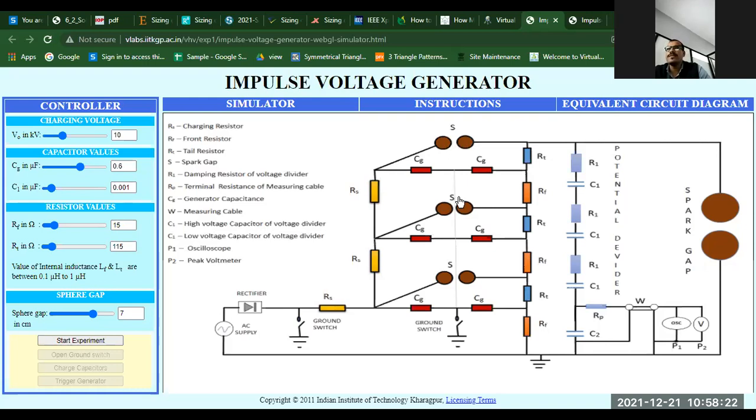Then there is a spark gap. Again there is a ground switch, and RT and RF. RT stands for the tail resistor, RF stands for the front resistor. R1 stands for the damping resistor used for the potential divider circuit. C1 stands for the high voltage capacitor used for the voltage divider. RP is the terminal resistor of the voltage divider circuit. W is a measuring cable. P1 is the oscilloscope, P2 is a voltmeter, and there is again a big spark gap. So this is the whole equivalent circuit diagram.